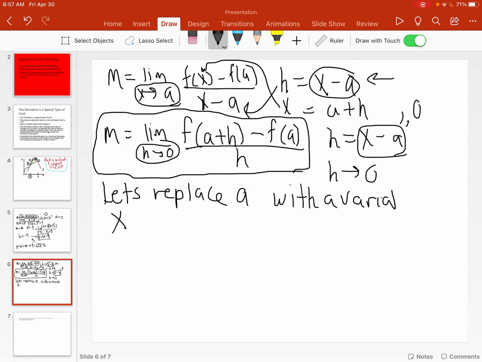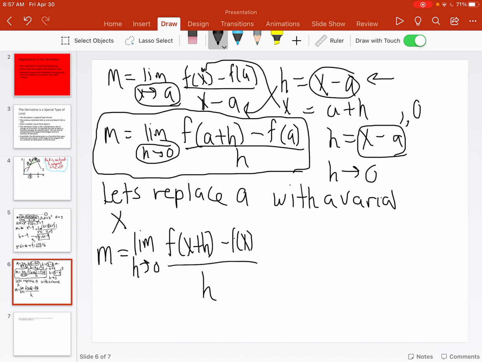Okay, so let's do that. Let's replace all the a's in this equation with x's. So m is then the limit as h approaches 0 of f of x plus h minus f of x all over h. This is our third and probably the most commonly used expression for the derivative when it's written as a limit. So, okay, we got this expression. How do we work with it? How do we use it? So let's go to the next page and let's do an example.